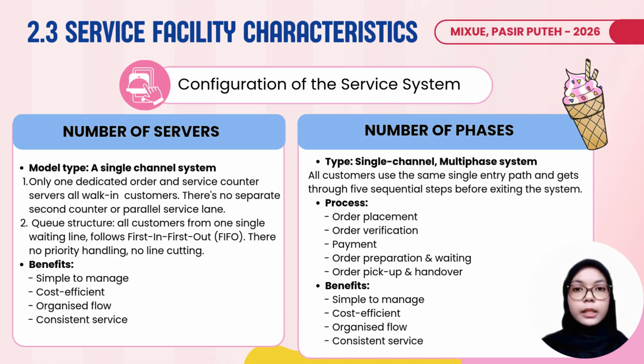This setup is incredibly simple to manage, cost efficient, and assures an organized flow with consistent service. Now, let's look at the number of phases. Once you enter the single entry part, every customer goes through 5 sequential steps before exiting the system. First is order placement, followed by payment verification, order preparation and waiting, and finally order pickup and handover. Much like the server setup, this multi-phase process keeps everything simple to manage, cost-efficient, highly organized, and consistent.